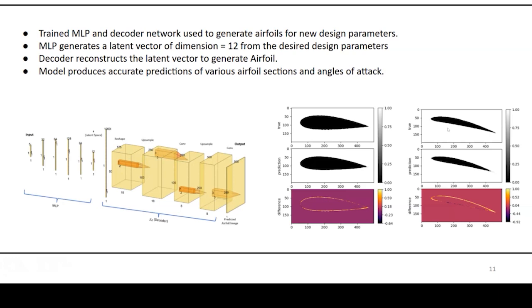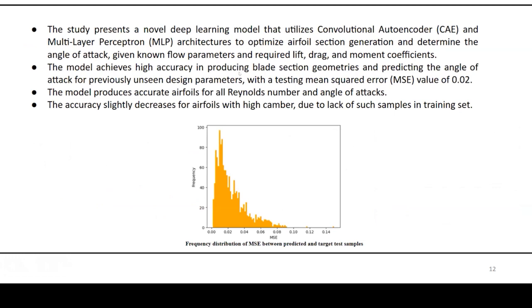Basically, our model produces accurate results for all sets of Reynolds number, for all Reynolds numbers at high thickness, and for all sets of camber as well. But we noticed that for very high camber, the model degrades a bit due to the lack of such samples in the training set. And this is the frequency distribution of error plots. We can see that the majority of the testing samples produced an error of 0.02, and so that becomes the mean.